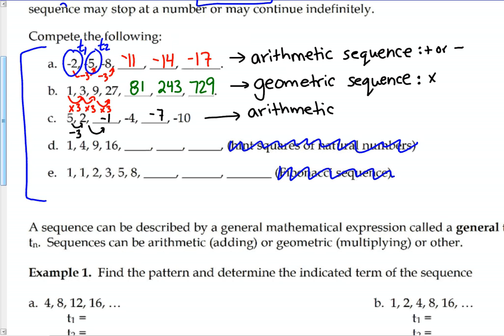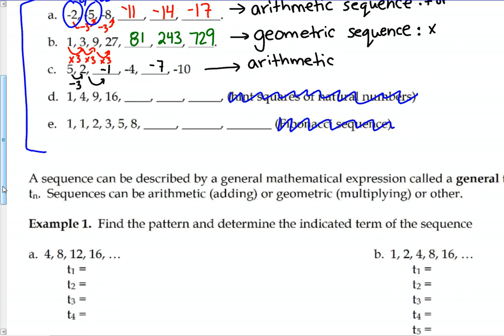Okay, next one. I gave you a hint, and I really regret it, because I think you could have got it without the hint. 1, 4, 9, 16. The next one is 5 squared, 25. This was 1 squared, 2 squared, 3 squared, 4 squared. So what's after 5 squared? 36 and 49. Is this arithmetic or geometric, or neither? Neither. Why is it neither?